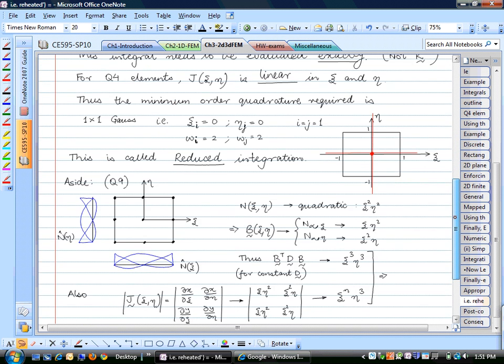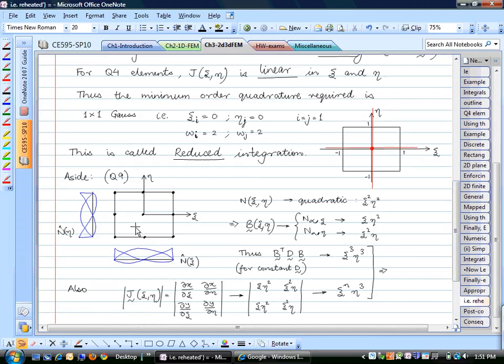So as an aside, let's also take a look at another element that we'll talk about later also. So this element is a quadratic element in both C and eta. So if you remember the Q4 element, yeah, go ahead.